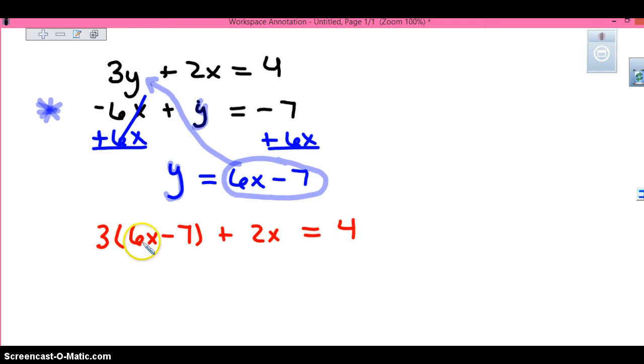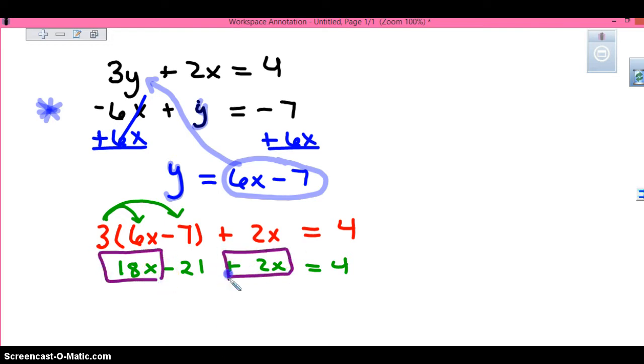Now that my equation has x's only, I can solve. And the first thing I have to do when solving is distribute. 3 times 6 is 18x. 3 times 7, 21, plus 2x equals 4. So to solve this, I have to combine like terms. 18x plus 2x, 20x minus 21 is equal to 4.